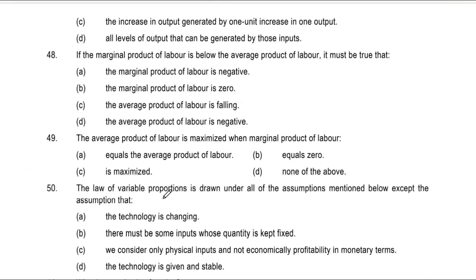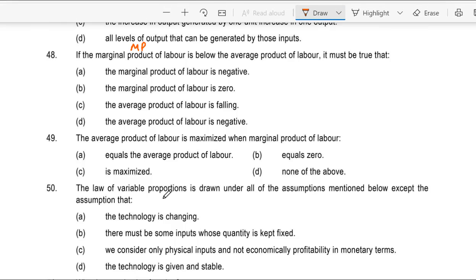Let's see 48 now. If the marginal product of labor is below the average product of labor, it must be true that A. The marginal product of labor is negative, B. the marginal product of labor is 0, C. the average product of labor is falling, or D. the average product of labor is negative.